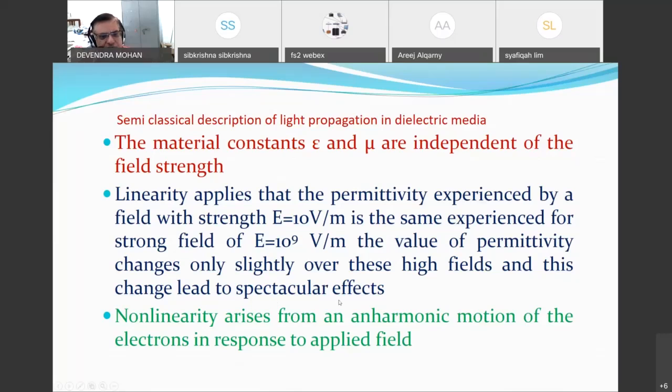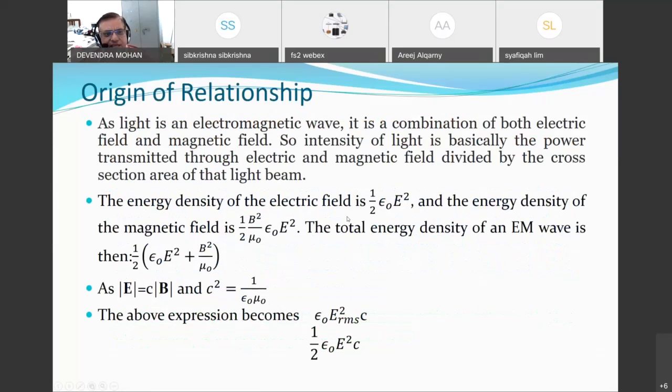Nonlinearity arises from anharmonic motion of the electrons in response to the applied field. There is a well-established theory of this. I am not going into the detail of this theory, but I just wanted to tell you the origin of this.